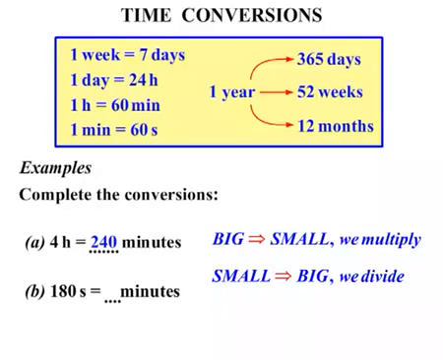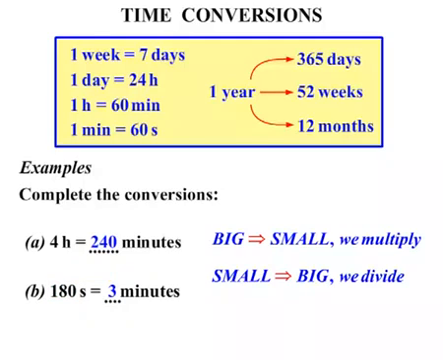For the next one, we've got 180 seconds equals how many minutes? Well, the connection between seconds and minutes is that 1 minute equals 60 seconds. Now we are changing from seconds to minutes, so we're going from a smaller unit to a bigger one, so we divide. We divide by that 60. So we have 180 divided by 60. In other words, how many times does 60 go into 180? It goes 3 times.